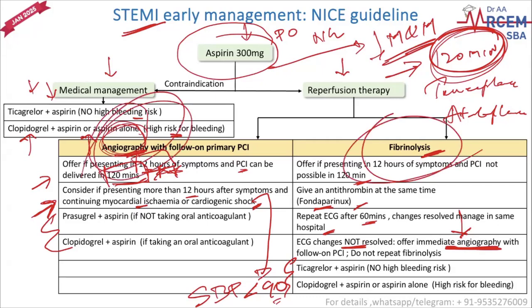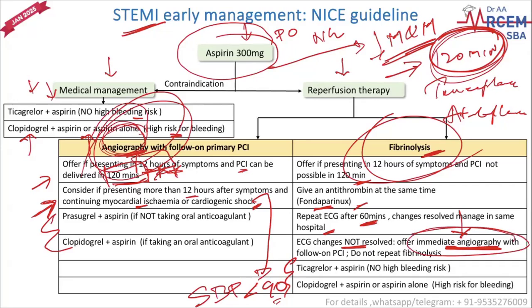Fibrinolysis, if those criteria are met but within 120 minutes you are not able to get a PCI done. At that point of time, you will get a thrombolysis done. Soon after thrombolysis, you will wait for 60 minutes and repeat an ECG. If the repeat ECG shows ST segment elevation is still persistent, then you'll shift to the nearest cath lab as soon as possible to get an immediate angiography done.